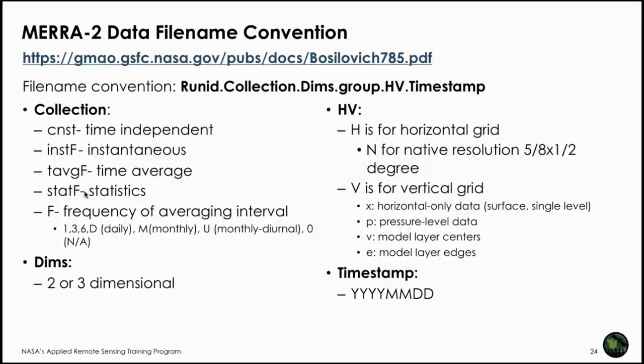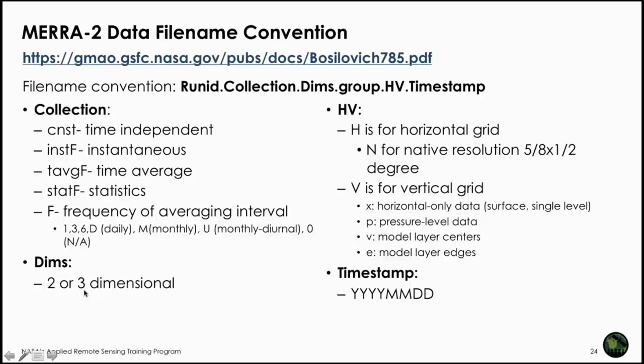Now, when you want to use MERRA-2, we decided that we should give information about the file name convention, as when you go to the website, you will see long file names with strings or numbers. Usually the way it goes is run ID, collection, dimensions, group, horizontal and vertical resolution, and timestamp. So these are all described here. In collection, it could be constant, so it's time independent. It could be instantaneous, time average, statistics, or it could be 1, 3, 6 hours, daily, monthly, or monthly diurnal, or it could be just no time dependency.